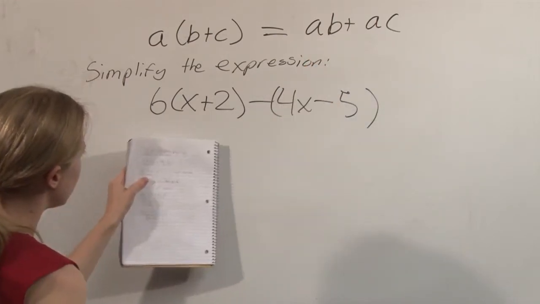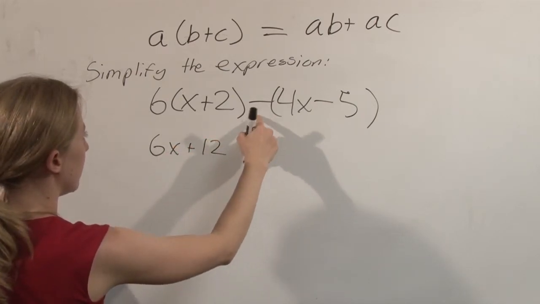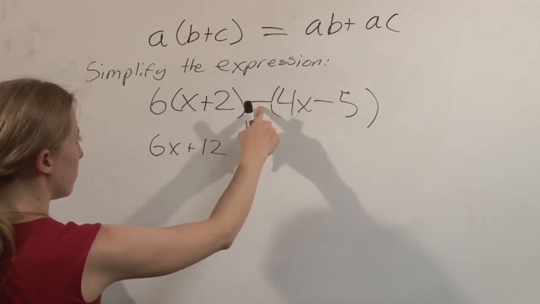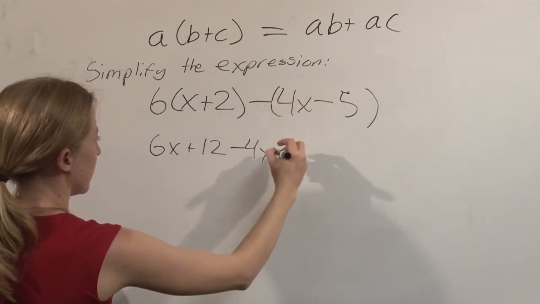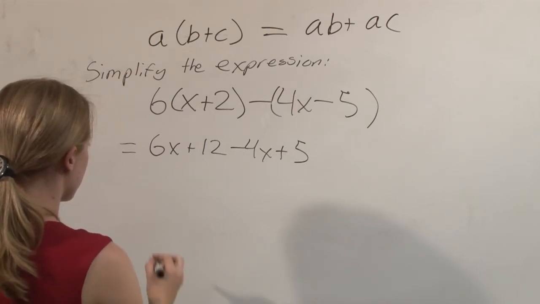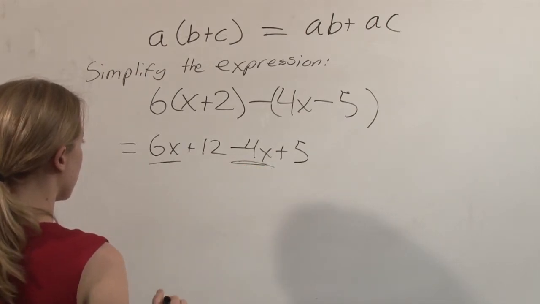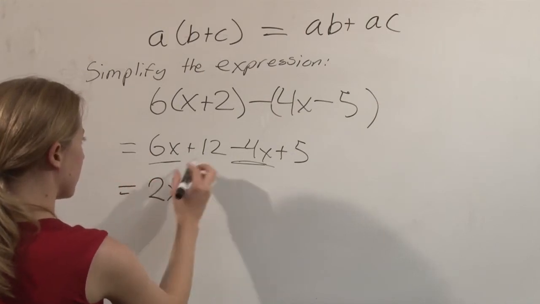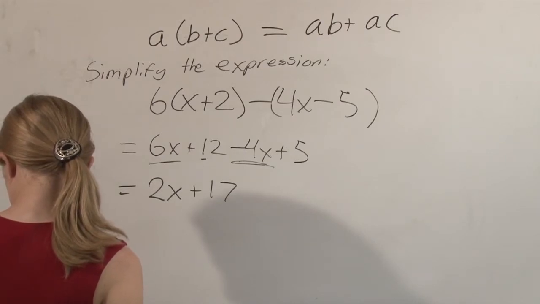So first I'm going to distribute the 6. So I have 6x plus 12. Then I'm going to distribute this negative here. So that's a negative 1. So negative 1 times 4x is negative 4x. Negative 1 times negative 5 is positive 5. So now I need to combine the like terms. So I have 6x and negative 4x. 6 plus negative 4 is 2, so that's going to give me a 2x. And then I have 12 plus 5. So 17.